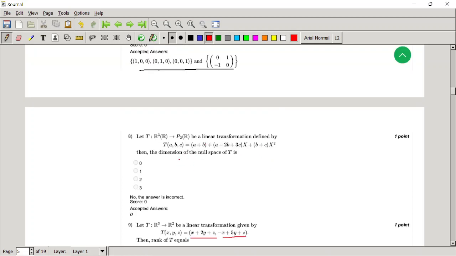It is asked to find the dimension of null space. Null space is nothing but the collection of elements whose image under T is 0. That means we have to assume T of (a, b, c) equal to 0, and we have to find the values of a, b, c. From that we can conclude the null space of T. I suppose from this we can say a equal to b equal to c equal to 0. So from this we can say the dimension of null space is 0. This one can check easily.